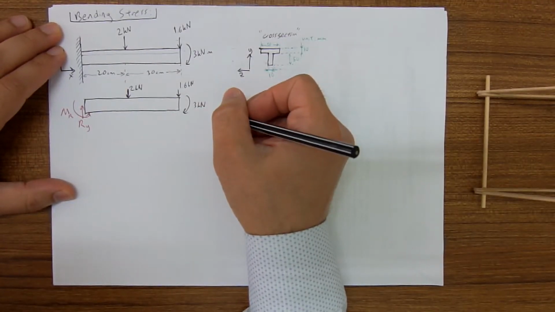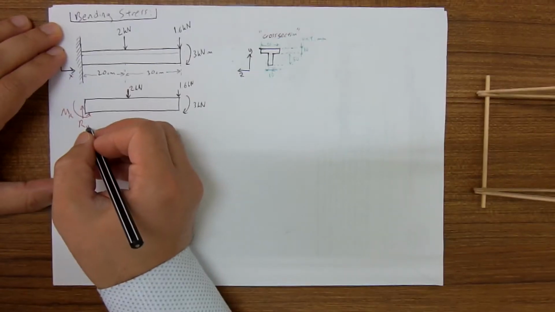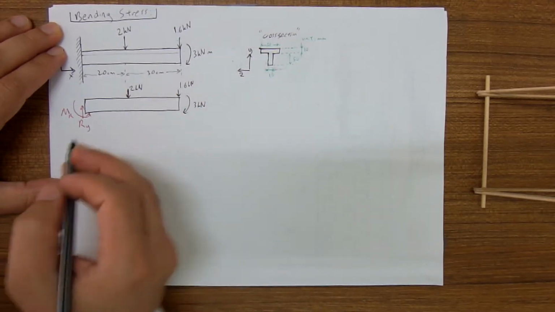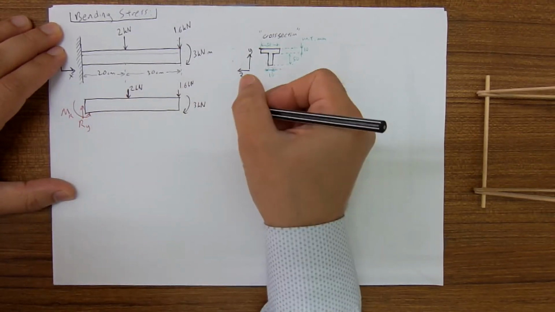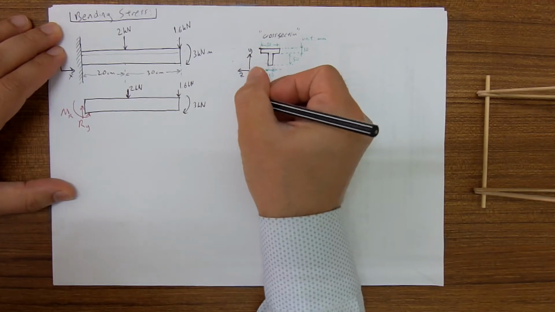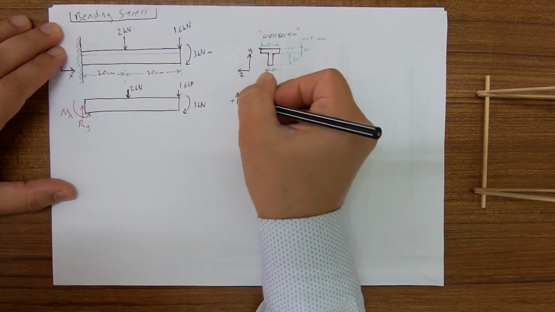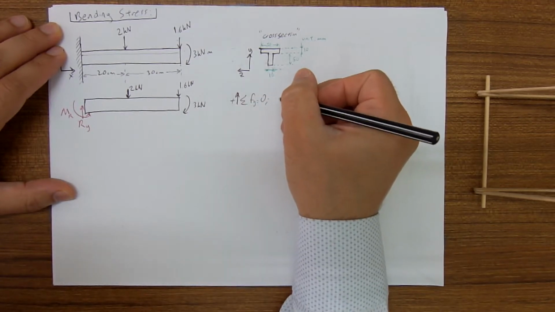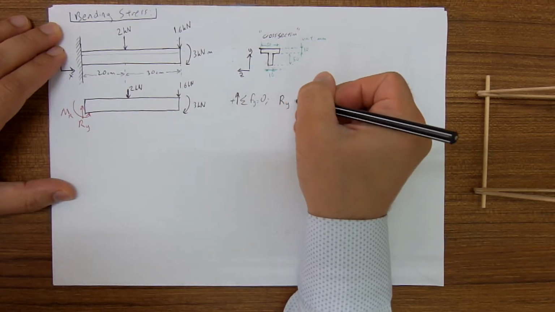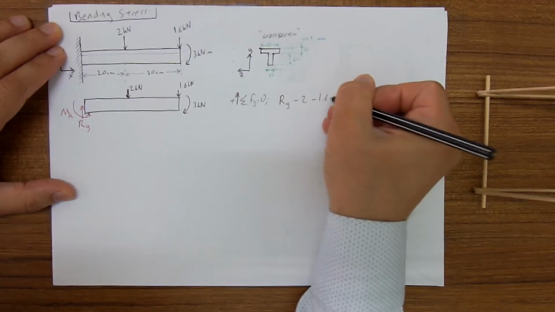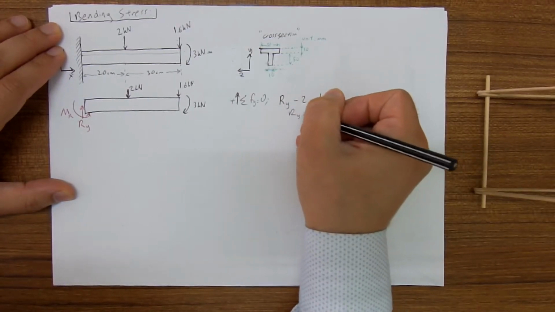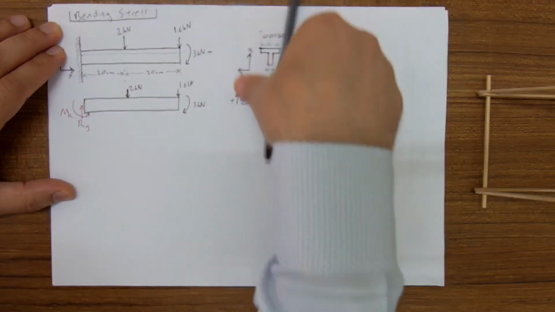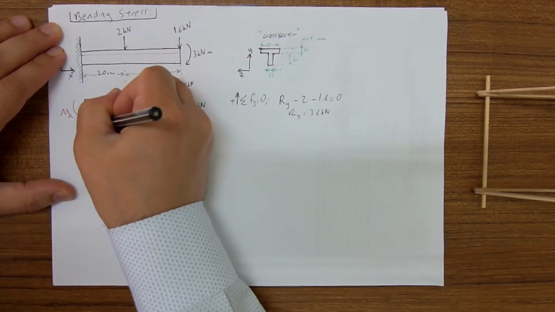What should we start with first? If I write the vertical force equilibrium equation, I do it here. So Ry is equal to 3.6 kilonewton.